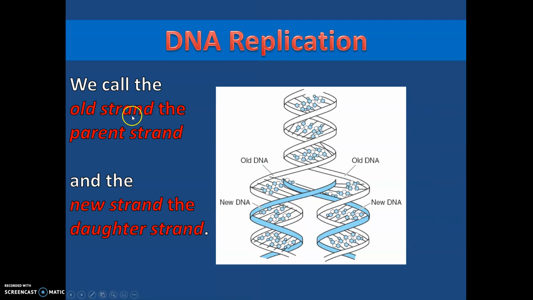So we call the old strand the parent strand, and the new strand the daughter strand. So here in our picture, we have our old strand coming from our old DNA, our double helix, and here it's represented in white. And then the new strand, which was put together by the enzyme DNA polymerase, is in blue. So again, we have the old strand pairing up with a new strand, and then the other old strand pairing up with another new strand. So there is our parent strand, and then we have our daughter strand.